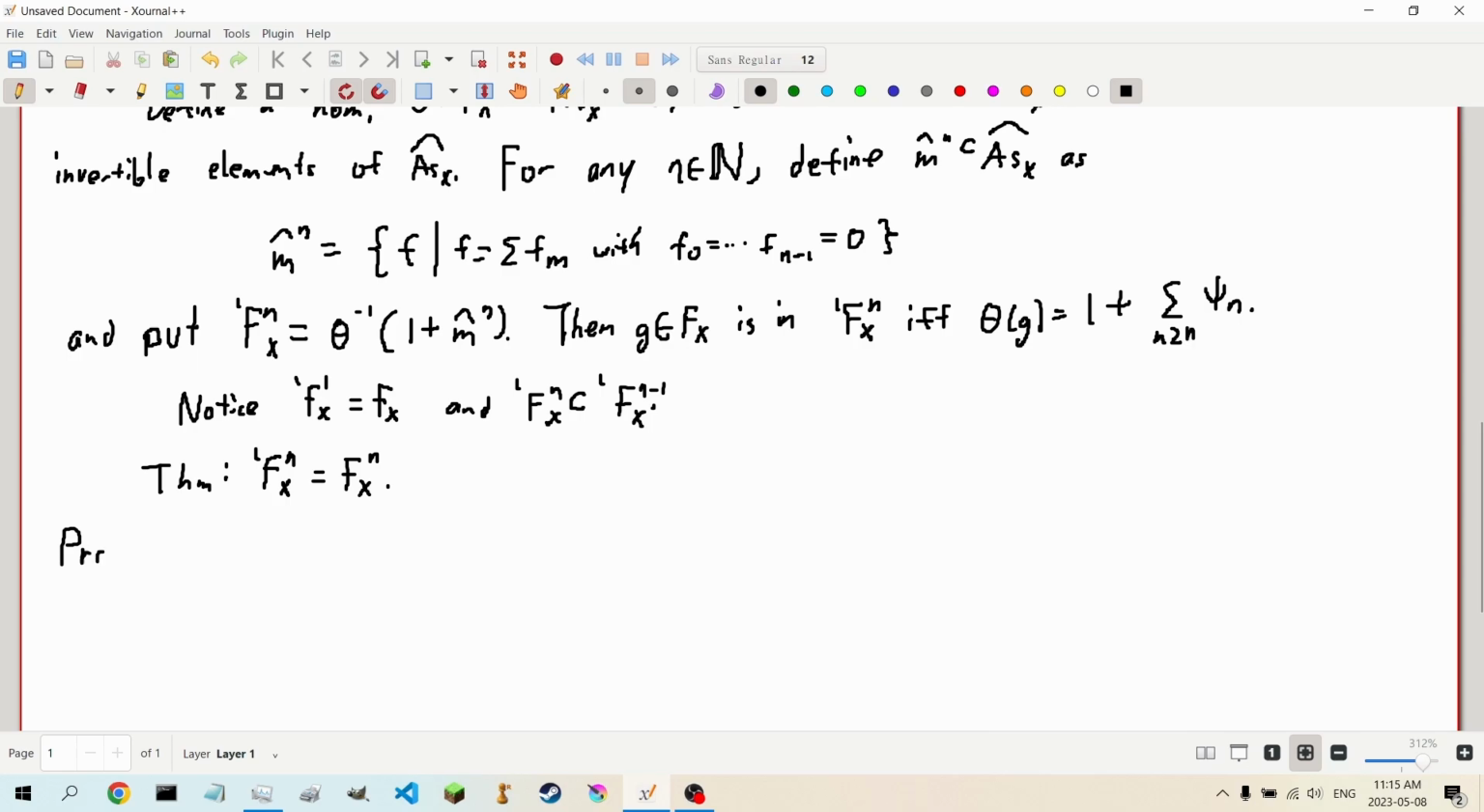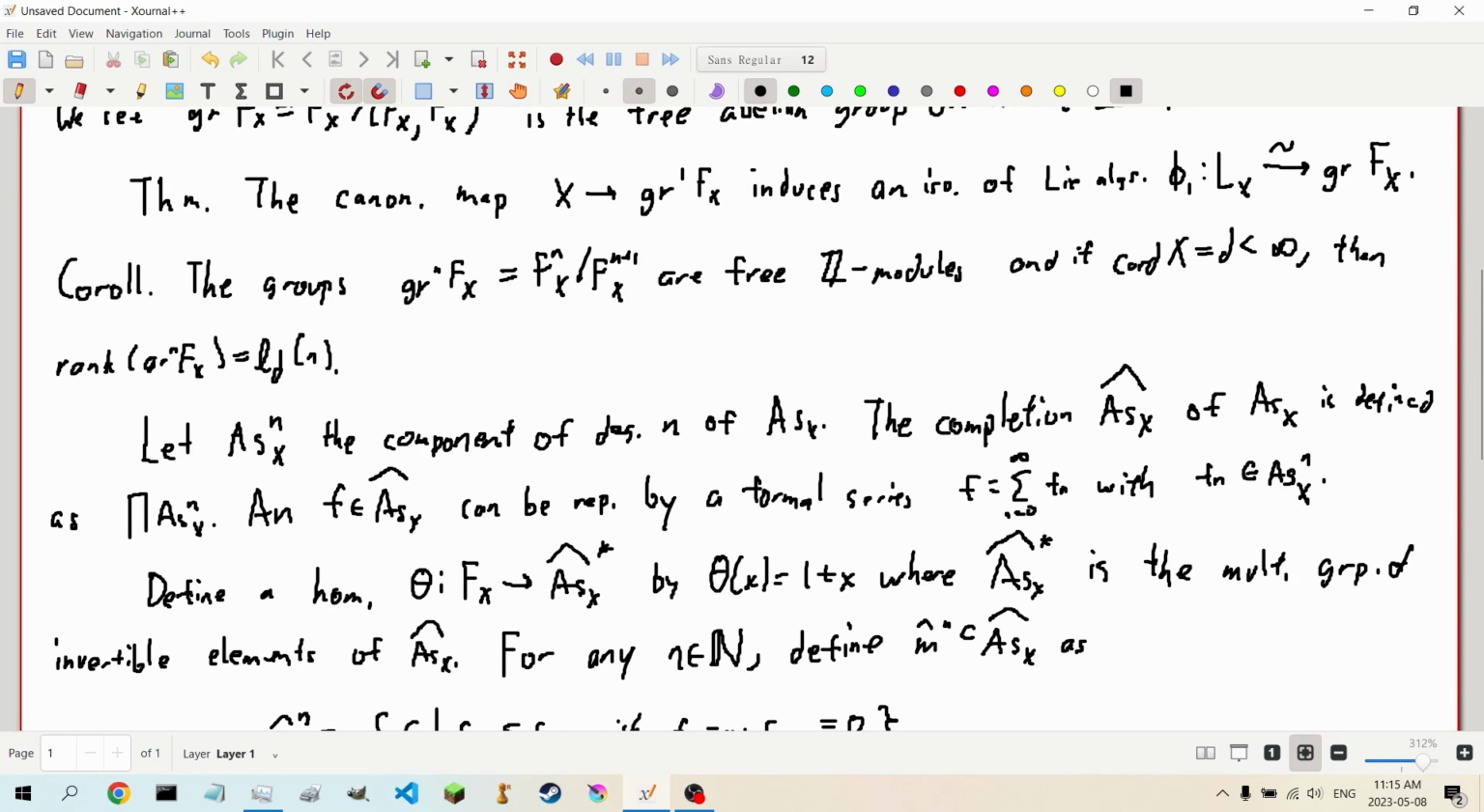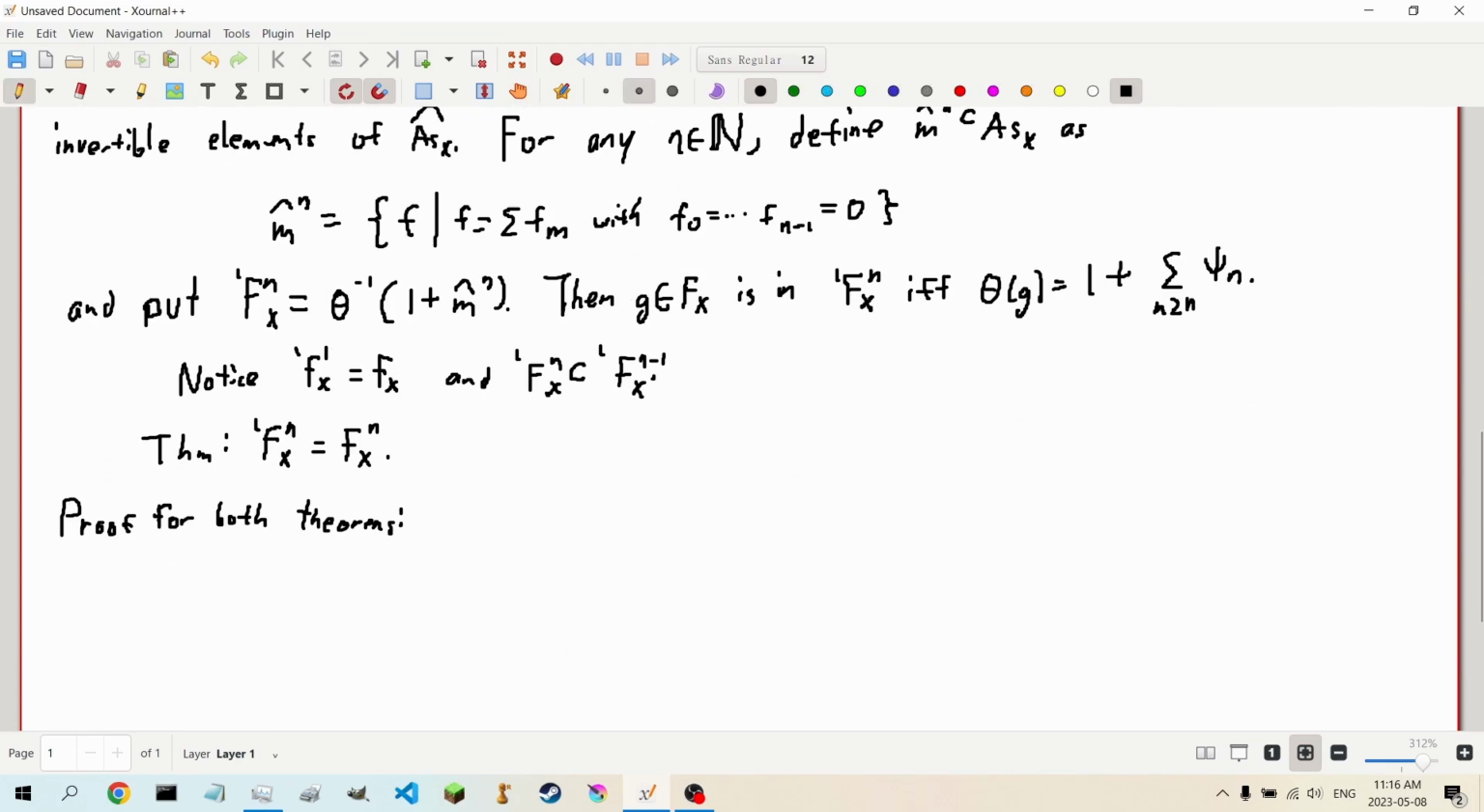Now, proof. This is going to be a proof for both theorems: the theorem up here that F_n(X)' is just the nth grade of F(X), and also our previous theorem that the canonical map from X to the first grade of the free group of X induces an isomorphism of Lie algebras from the free Lie algebra to the grade of the free group on X. We're going to prove both of those here.